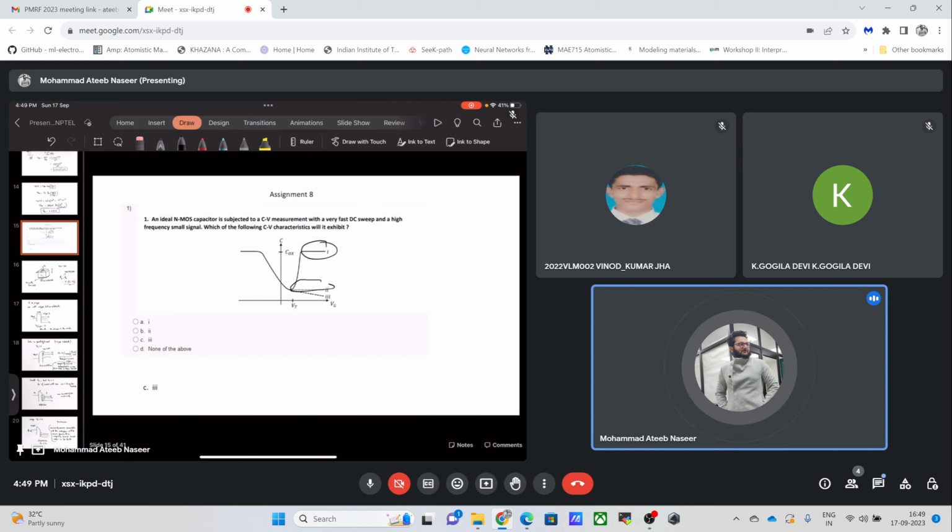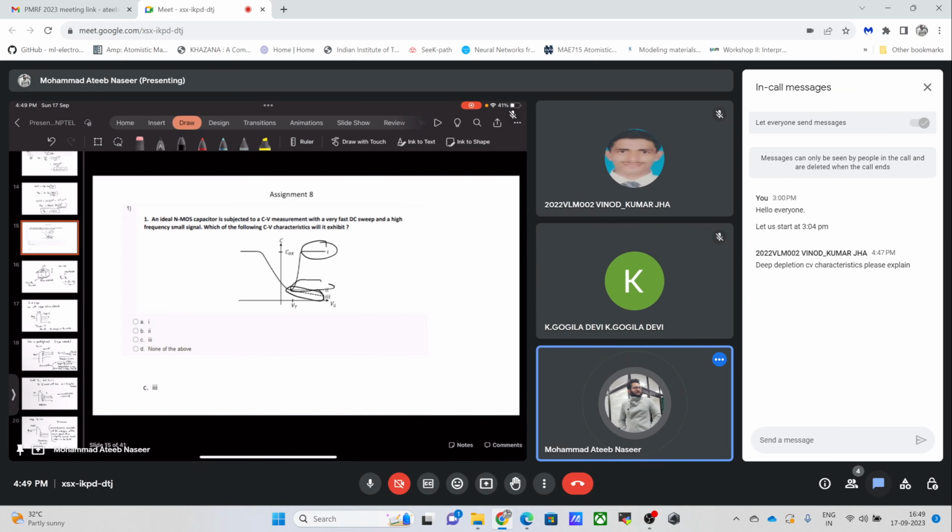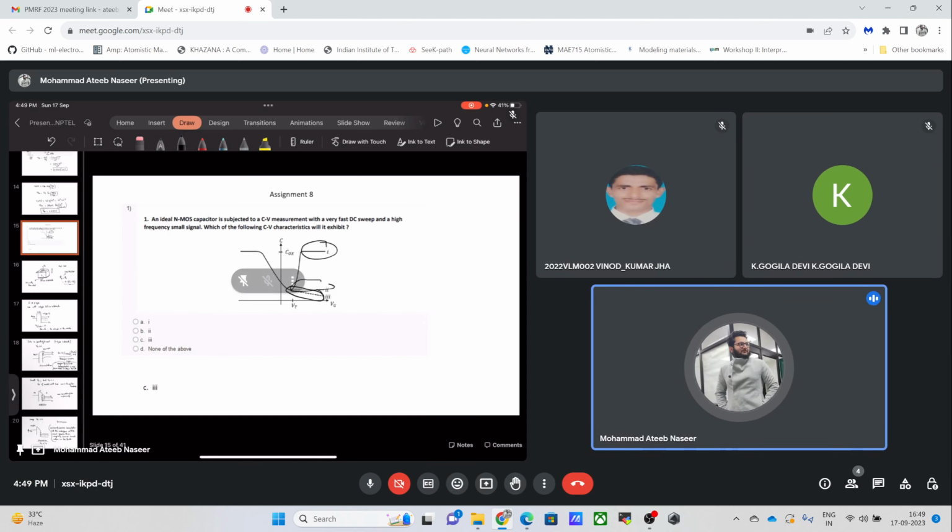So in order to confirm, or to get insights into this kind of behavior which is shown by this curve 3, which is also known as deep depletion, as rightly pointed out by Mr. Okay, I should check who asked this question. Mr. Vinod Kumar Jha. Okay, thank you, Mr. Vinod, for this.